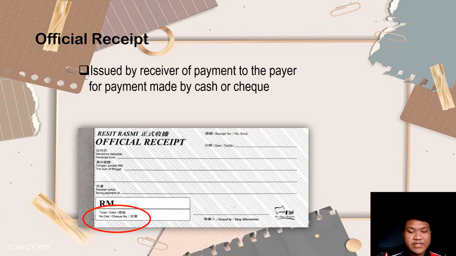Okay, next is official receipt. Official receipt issued by receiver of payment to the payer for payment made by cash or check. So, maksudnya di sini, official receipt digunakan adalah untuk pembayaran itu disahkan sama ada melalui cash ataupun check. Jadi, sekiranya ada berlakunya transaksi, official receipt ini ataupun resit rasmi ini digunakan untuk pengesahan sama ada transaksi itu berlaku dalam tunai ataupun nombor cek.